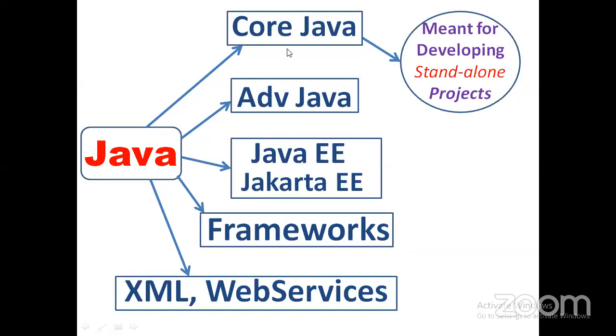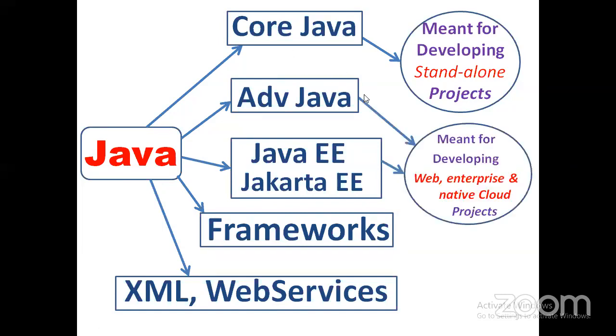If you learn only core Java, you come to a stage where you can develop only standalone applications. Tell me, nowadays is anybody developing standalone applications? No. Everyone is developing internet applications, that means web applications, websites. So to develop a website or web applications, what do I need? I need advanced Java knowledge or Java EE knowledge. By using advanced Java and Java EE, we are developing web, enterprise and native cloud applications.